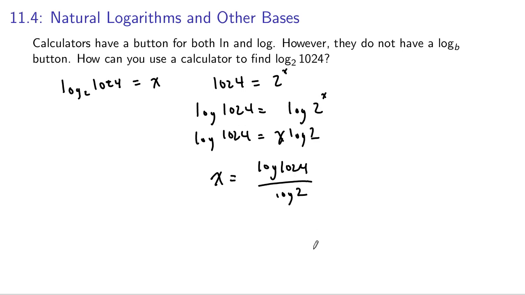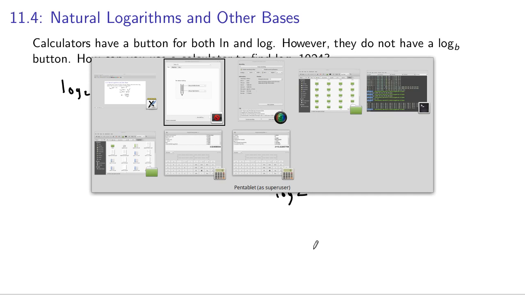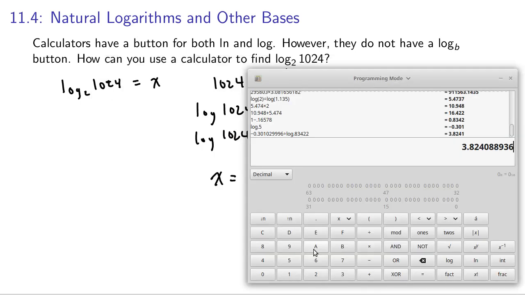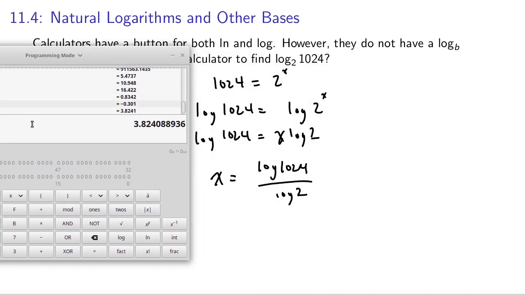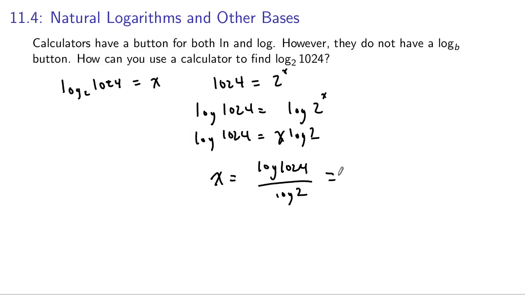Okay, so we can use a calculator now to find the answer. So pull up calculator and find log 1024 over log 2. And we find the answer is 10. That makes sense. 2 times itself 10 times does equal 1024.